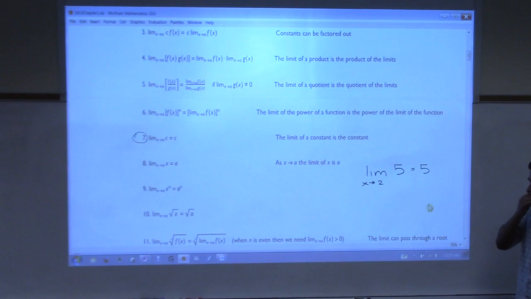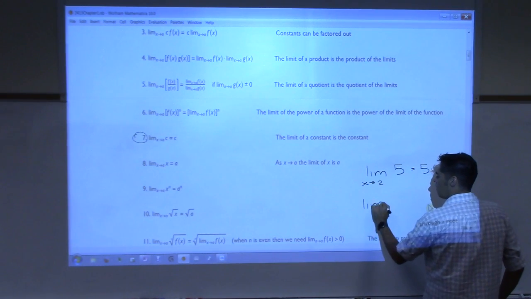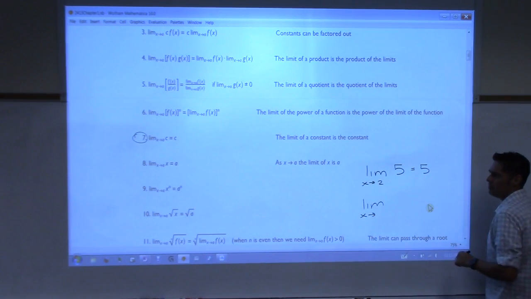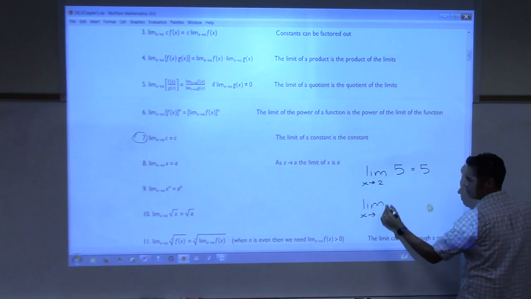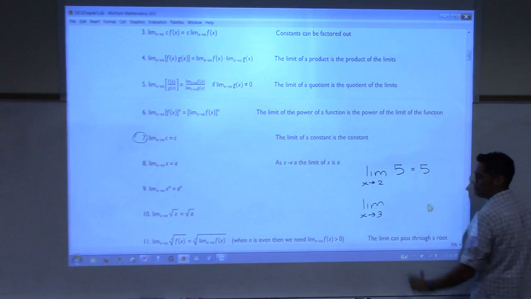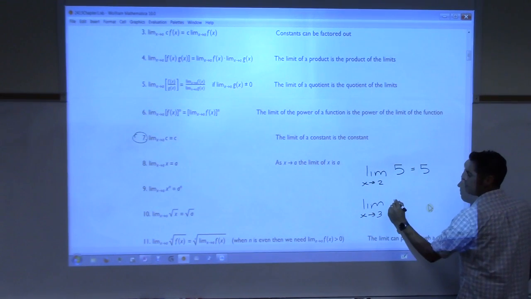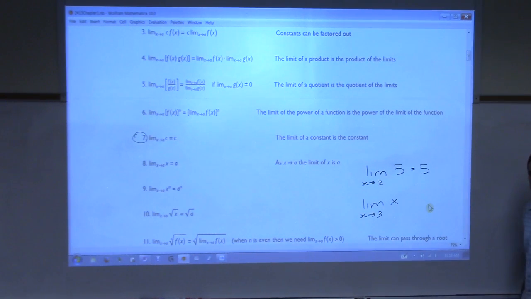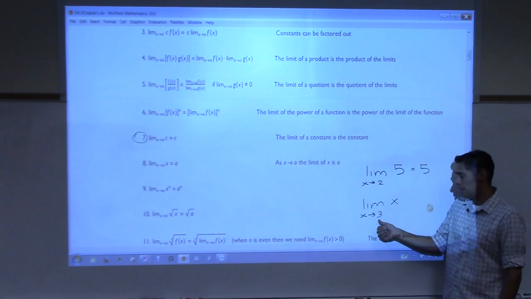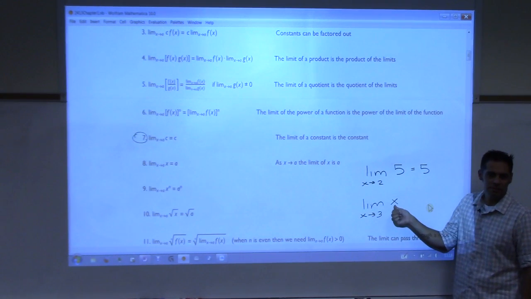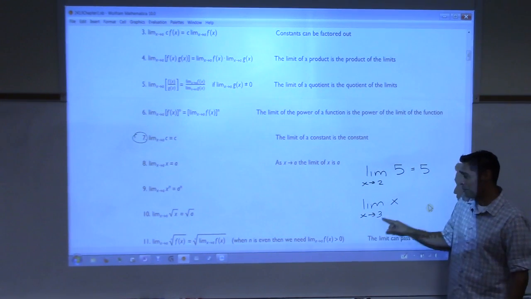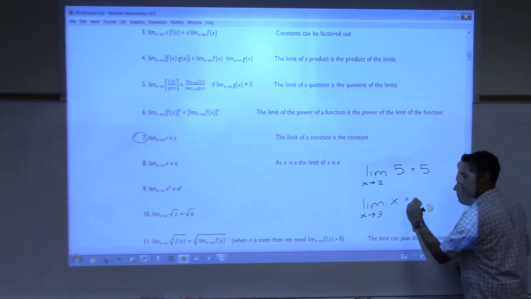Now the next important one to note is the one right below it, and that's the limit as x approaches a of x equals a. So let me do a specific example. Let me go to 3 this time. Let's say I want to know what happens as x approaches 3 of the function x, just x itself. So what do you think the answer is here? 3. Because you're saying, hey, what happens as x approaches 3 to the value of x? Right? If x is going to 3, then x is going to 3. That's it. There's nothing more to say.